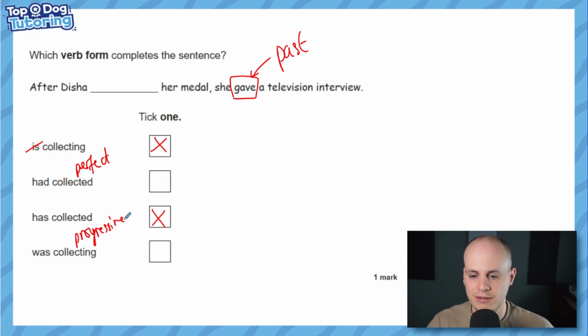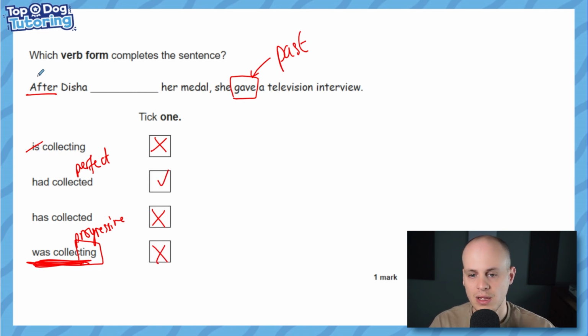So now it's just down to what actually sounds right in the sentence. After Disha was collecting her medal, she gave a television interview. It doesn't sound right, does it? Because progressive makes it sound like it's still happening right now. So the word after and was collecting, they just don't work, do they? Because this one suggests it's already happened because you're already saying afterwards. And this suggests it's still happening because of the ing. So that doesn't work. This one should work perfectly fine.